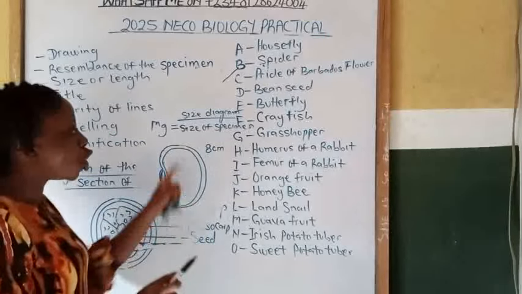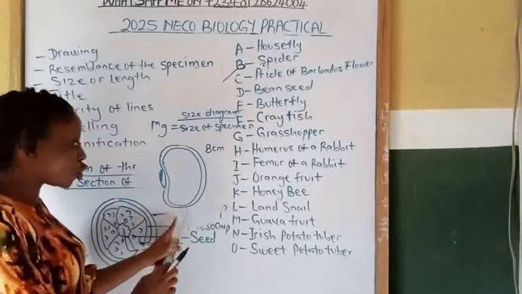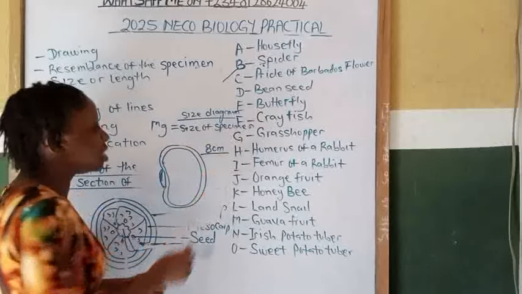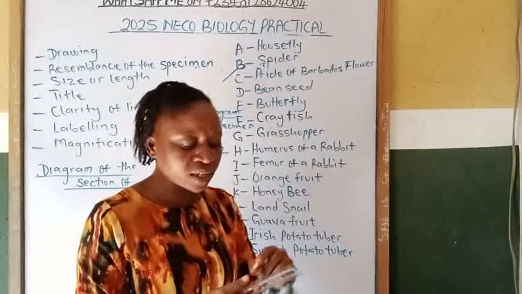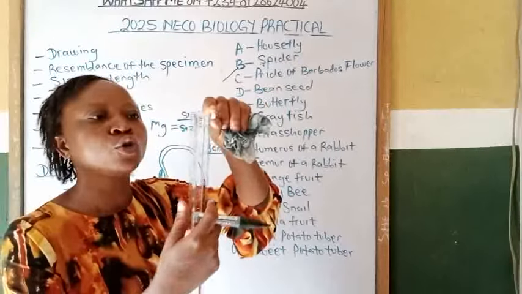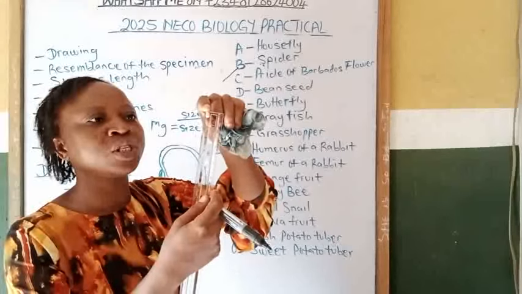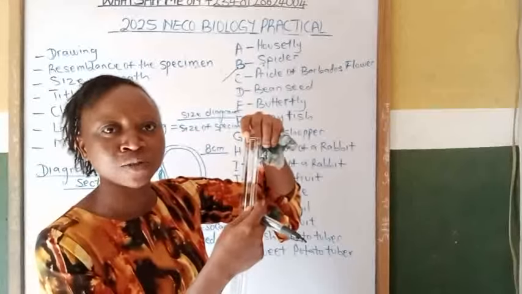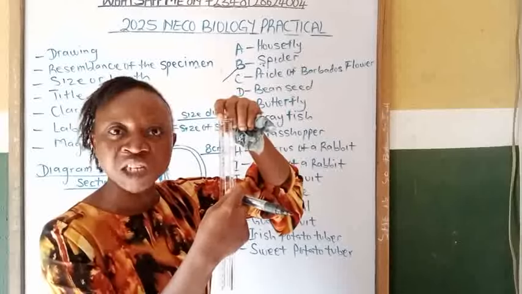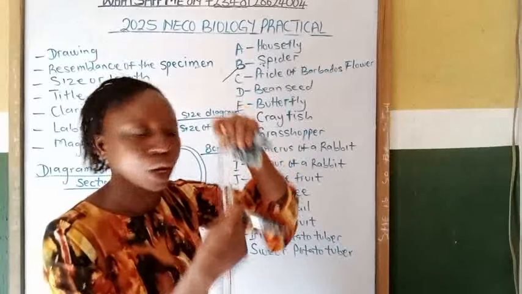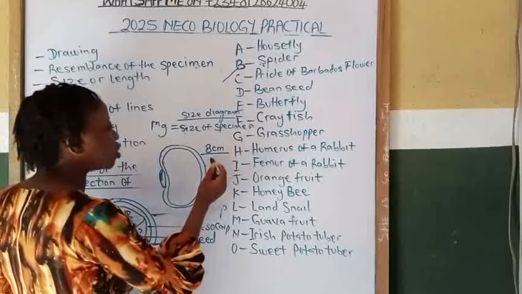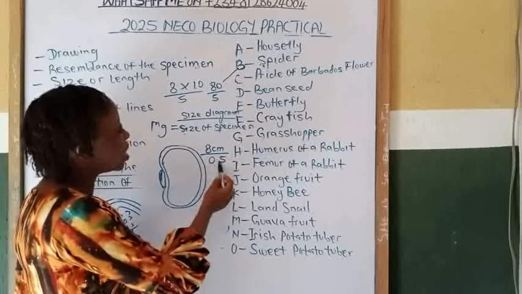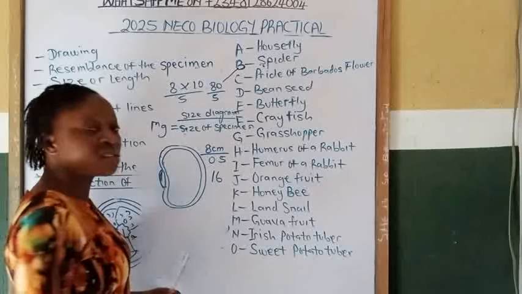So you are going to measure that one on your booklet. You measure the length of the diagram on your booklet. So mine is 8 centimeters. Then divided by the size of the specimen. My real specimen is bean seed. So you place your ruler on this real specimen and you measure. My own measurement here is 0.5. So my real bean seed is 0.5 centimeter long. So the size of the specimen is 0.5. So 8 centimeters divided by 0.5 centimeter will give me 16.